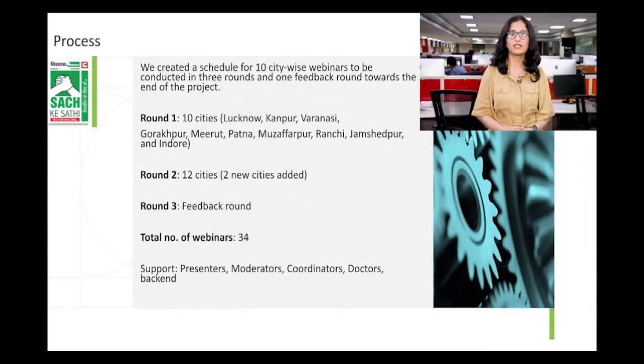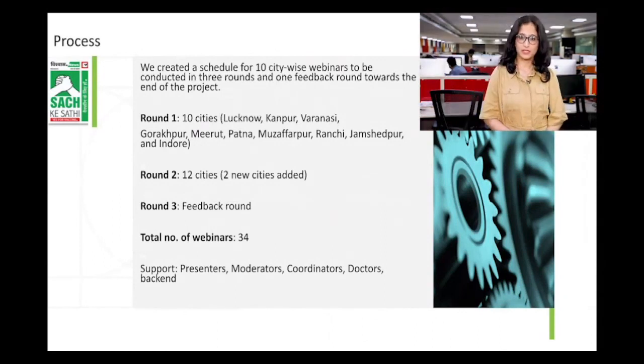After receiving tremendous response in the round 1 webinars, we decided to add 2 more cities in round 2, Agra and Bhopal. The total number of webinars after round 2 were 22. We selected the top 5 champs per city after both the rounds, that is 10 champs per city, and further trained them in the third and final round of webinar. We clubbed rounds 1 and 2 and named the final round as the feedback round.